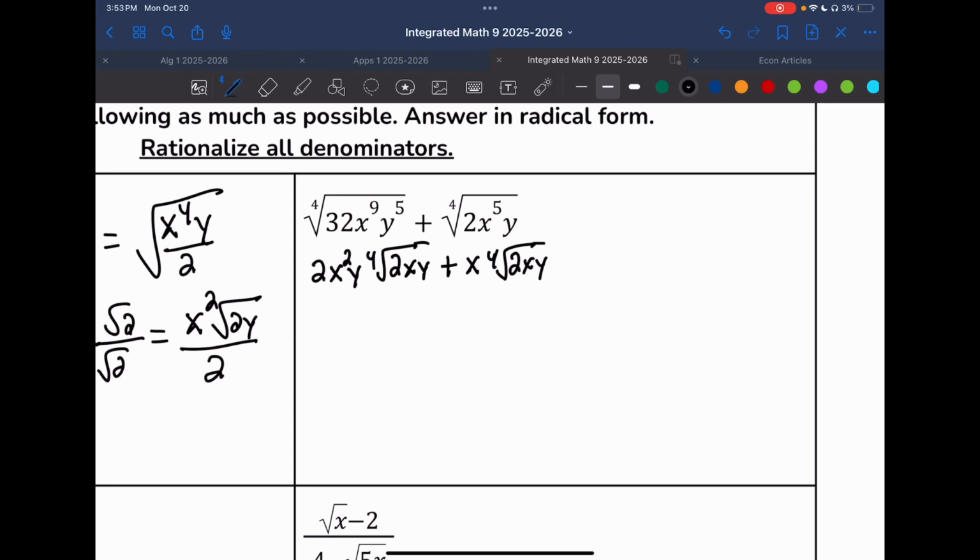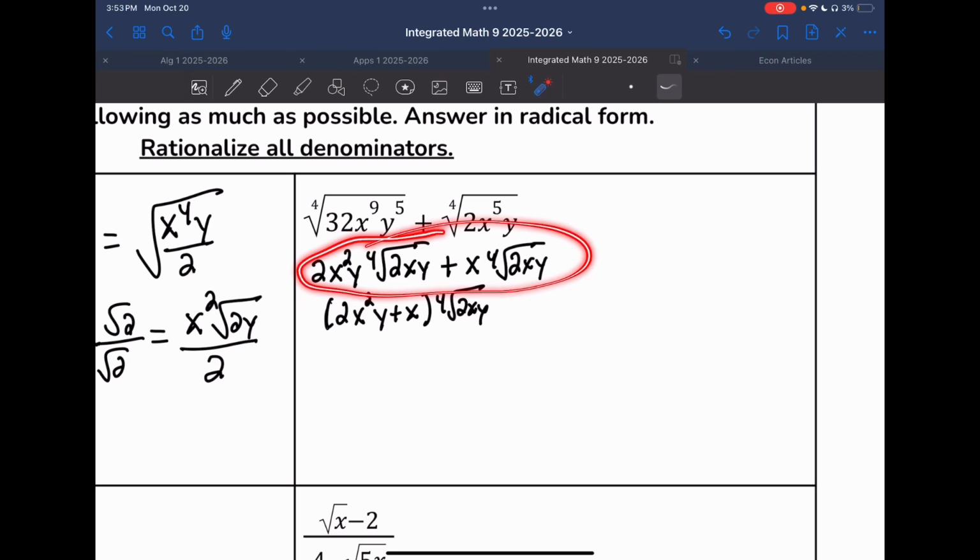And so that's a fully acceptable answer here, right? We can't add these two because they are unlike terms, even though they have the same radical. This one has a y, whereas this one does not. So this is our final answer. If you wanted to, you could also write it 2x squared y plus x times the 4th root of 2xy. But that's not really any easier to work with. So I would recommend just leaving it like this.